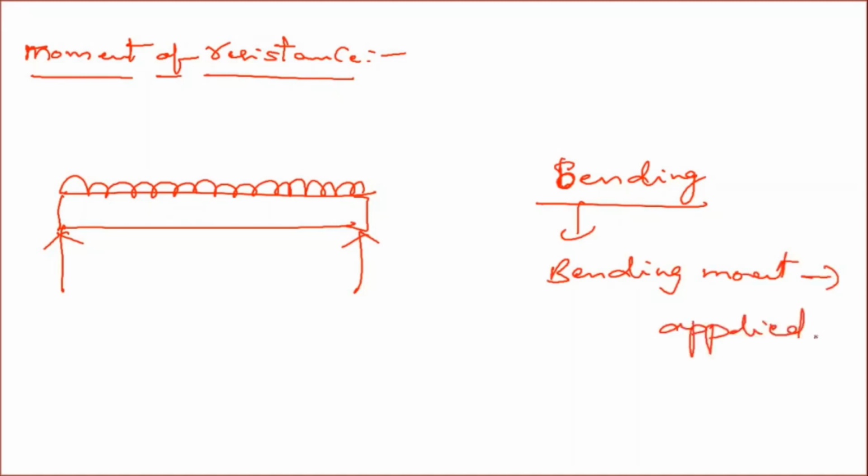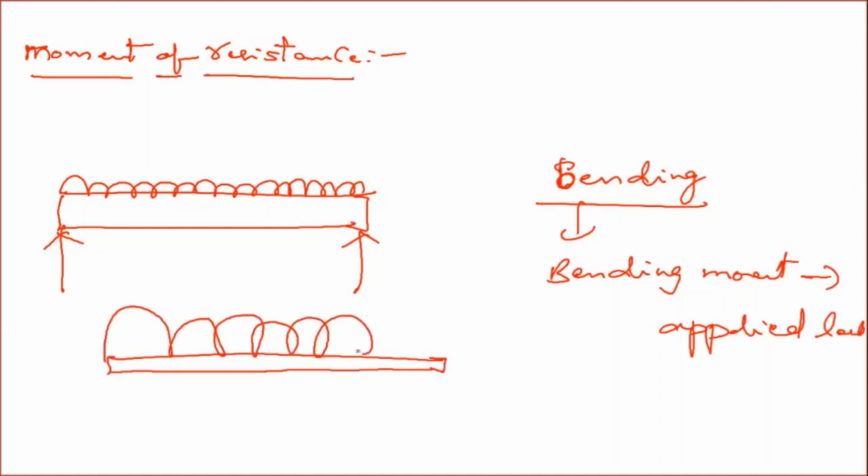Now let us say you have used a very thin section and you have applied very high loads on the beam. Then in that case, what happens to the beam? Will this beam resist the applied load? No. Because whatever loads you have applied will cause a higher bending moment, and because of the weak section here, this will not resist the applied bending.